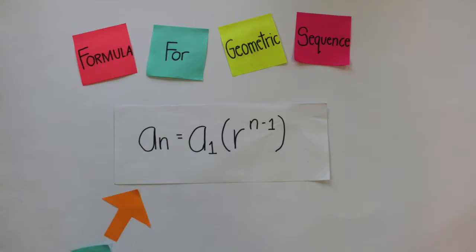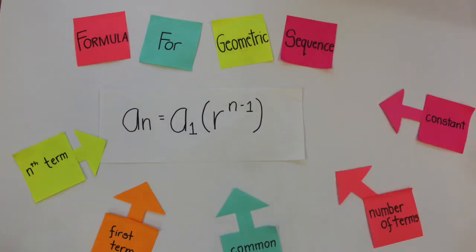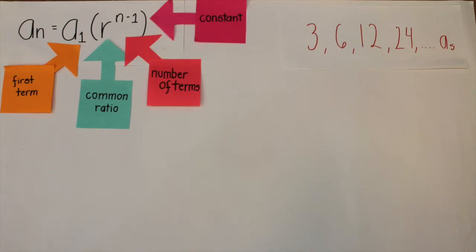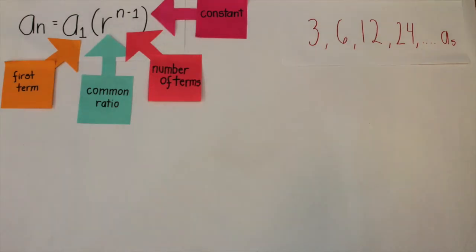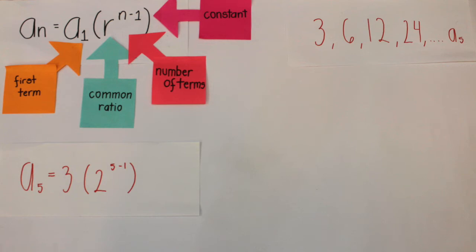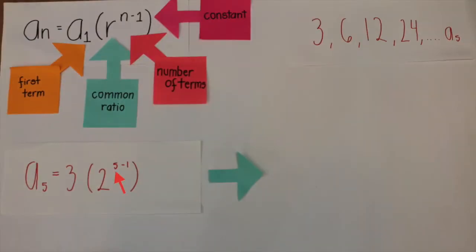First step, you should write the equation first, which is a sub n equals a sub 1 times r raised to n minus 1. Third step, then you have to look for your ratio. In order to find your ratio, you simply divide your second term by your first term. Then the answer will be your ratio, which is 2. Fourth step, now look for the n. Your n is the number of terms you are looking for, which is 5.